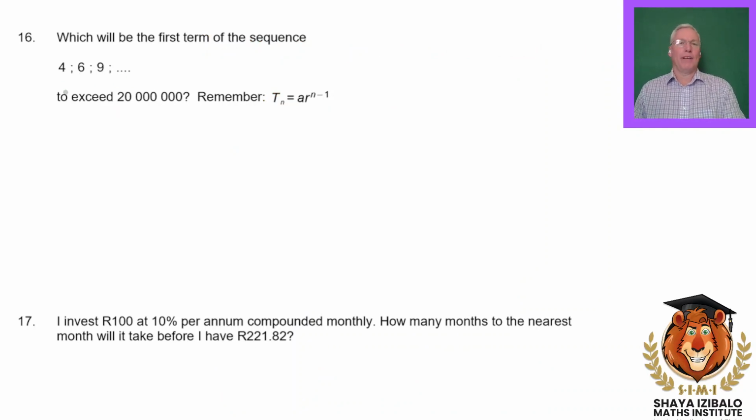Let's just remind ourselves, what sort of sequence is this? Well, 6 minus 4 is 2, and 9 minus 6 is 3. So it's not arithmetic. 6 divided by 4 is 1.5, and 9 divided by 6 is 1.5. This is a geometric sequence, all right? And we know that r is 1.5. Remember, r is any term divided by the term before it. So r is 1.5.